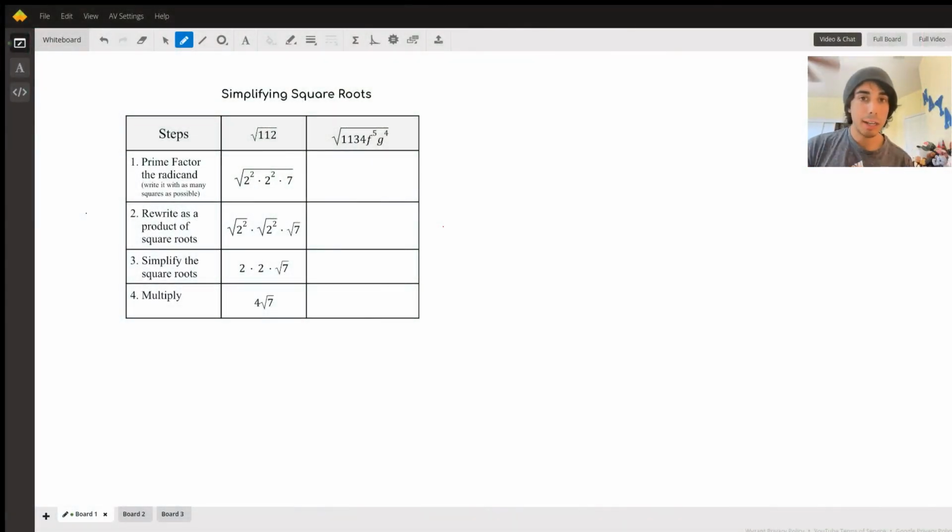All right, good morning, Integrated 2. Today we're going to be simplifying square roots. For some of y'all, it might be familiar, and if that's the case, then today's going to be a review day, so that's good news.